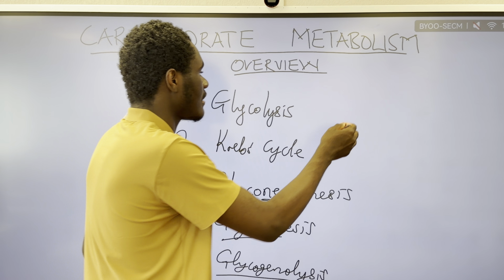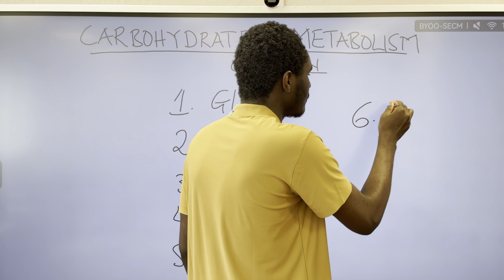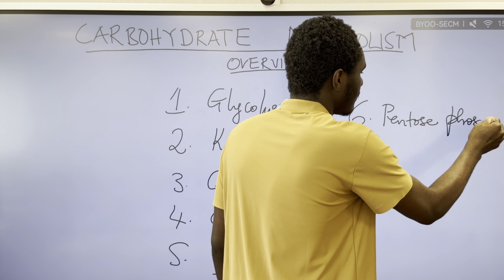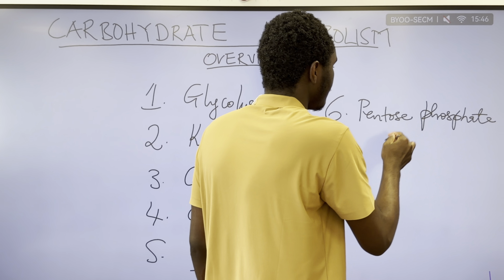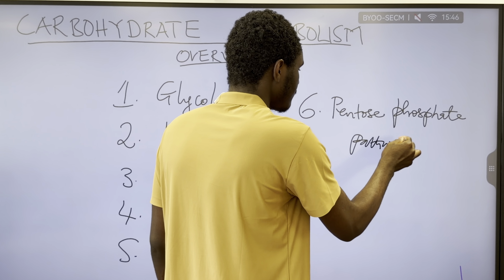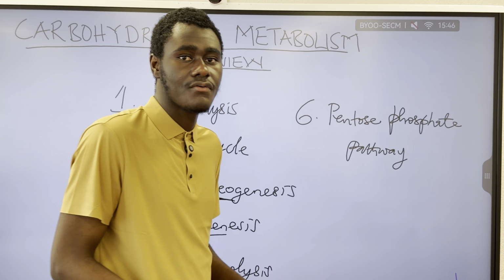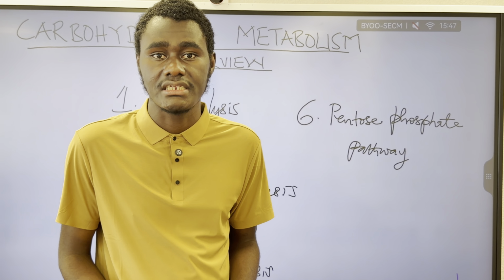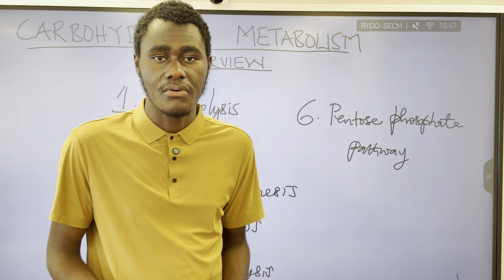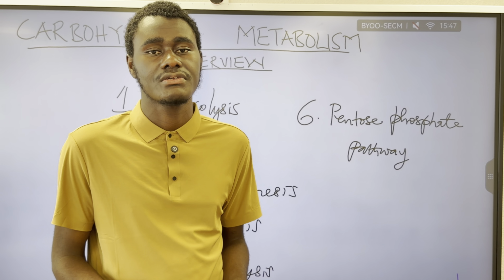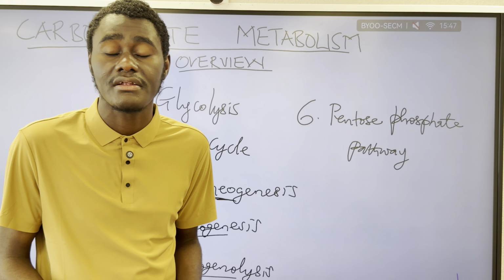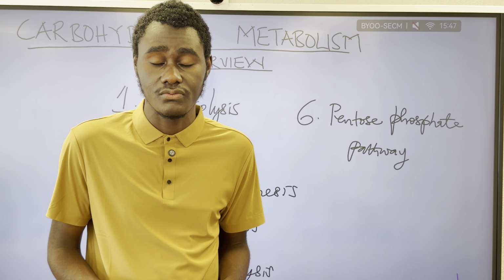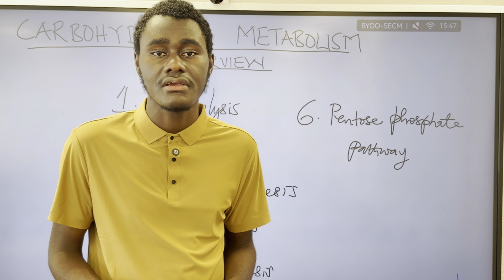Another very important pathway is the pentose phosphate pathway. For the pentose phosphate pathway, the initial precursor is actually glucose 6-phosphate, but the most important thing you need to know about this pathway is that it is used to provide ribose 5-phosphate, which will be used in the synthesis of nucleotides.